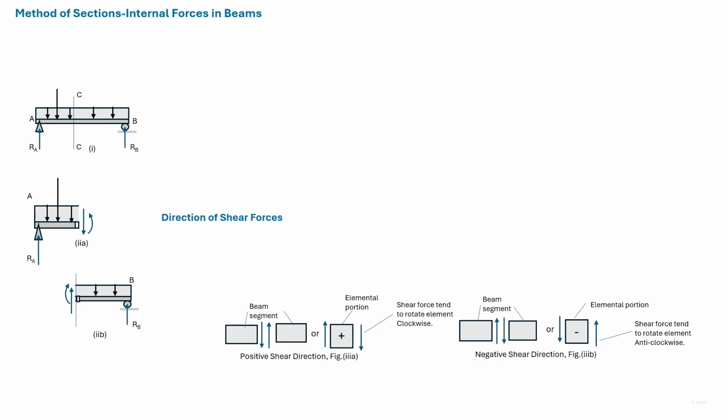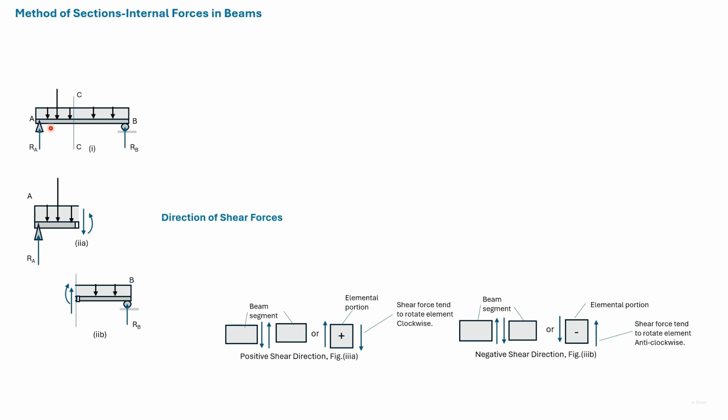Here we discuss the method of sections and internal forces in beams. We have earlier discussed that we find out the external reactions first using the equations of statics. After we have found out the external reactions, we use the method of sections to find out the internal forces. Here we will deal with only statically determinate structures.